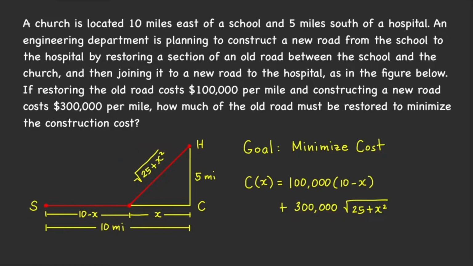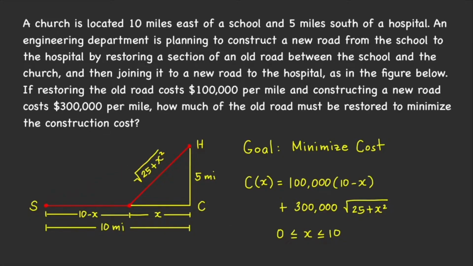Now, what is the domain under consideration here for our variable x? It is clear from our diagram that x must be between 0 and 10, inclusive of the endpoints. So x is greater than or equal to 0 and less than or equal to 10. So x equals 0 means that the road will be constructed from S to C and then C to H. Now, what does x equal to 10 mean? x equals 10 means that we construct directly the road from S to H.